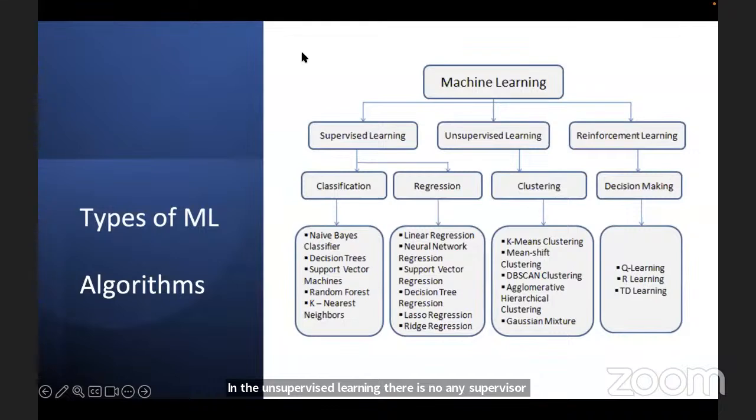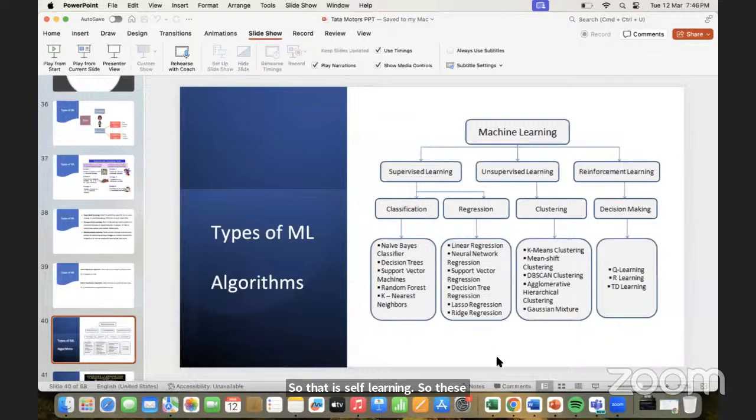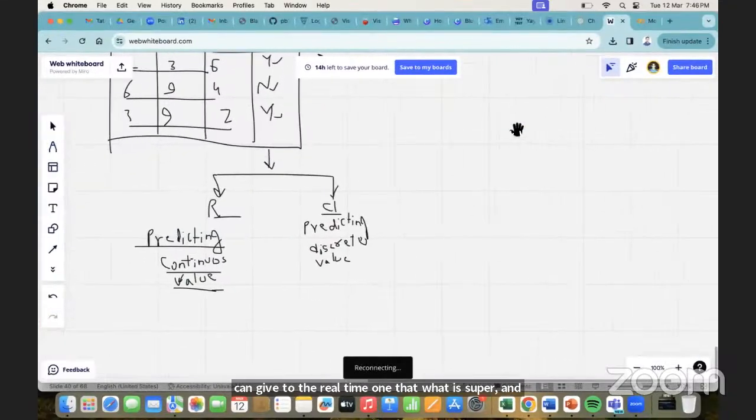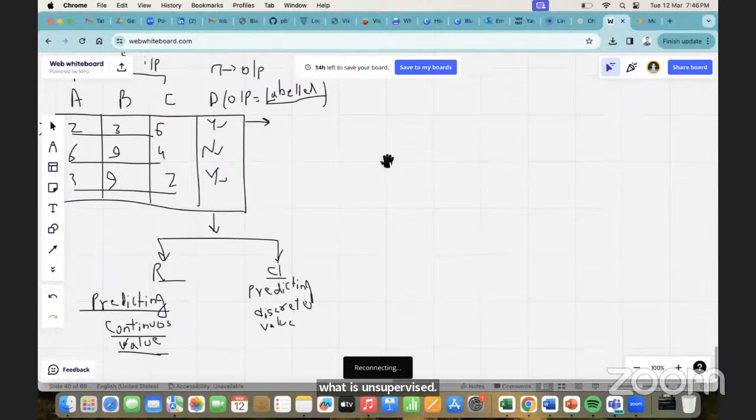Similarly, in your university exam, suppose there are 5 subjects. Out of 5 subjects, professors are coming and teaching 4 subjects. One subject professor is not coming. So what are you doing? You are doing self-study. The 4 subjects where the professor is teaching you is supervised learning. The supervisor is there. But the one subject where the professor is not coming is unsupervised learning. So that is self-learning. Unsupervised learning means self-learning. These are two real-world examples you can give for what is supervised and what is unsupervised. Now, in terms of data, what is unsupervised learning?